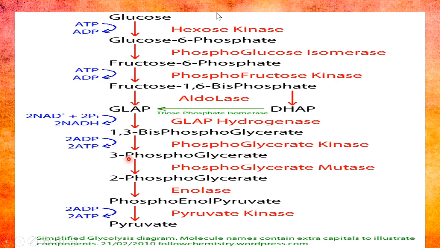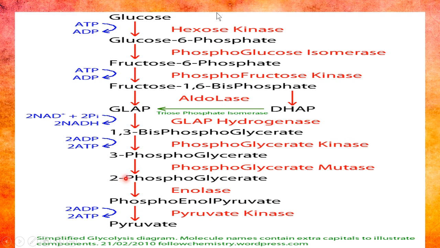Now we see the eighth step of glycolysis and third step of the payoff phase, that is isomerization. The enzyme phosphoglycerate mutase brings about the conversion of 3-phosphoglycerate into its isomer 2-phosphoglycerate. In this reaction, the phosphate group is shifted from the 3rd carbon atom to the 2nd carbon atom.